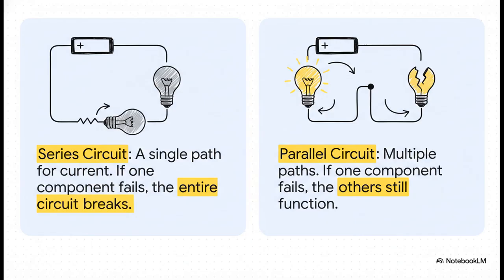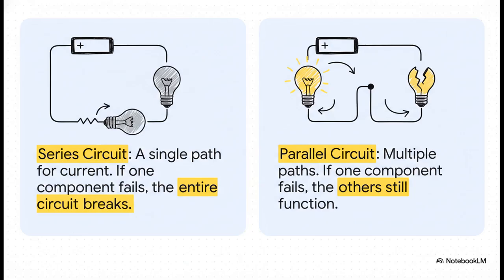On the left, you've got a series circuit. See how everything is connected in one single continuous loop? The current only has one path to take. So what happens if one bulb blows? Poof, the whole circuit breaks and everything goes off. It's a disaster. But now, look at the parallel circuit on the right.